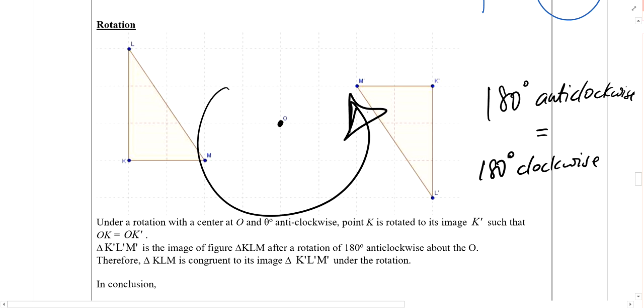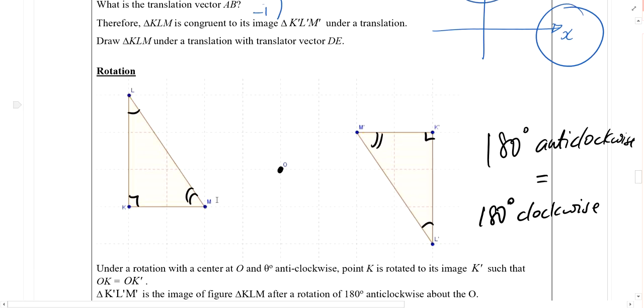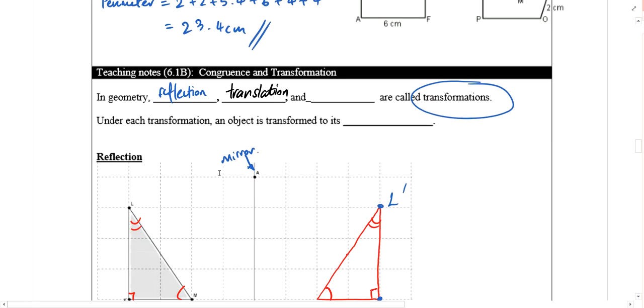So here we have a rotation. When you rotate this triangle, do you think the size changes? Do you think the angles change? No, the angles themselves do not change either. This will still be my 90 degrees, and they're still the same, so they are still congruent. Let's fill in the last blank: this will be rotation. Under each transformation, an object is transformed to its image. It's just a name.